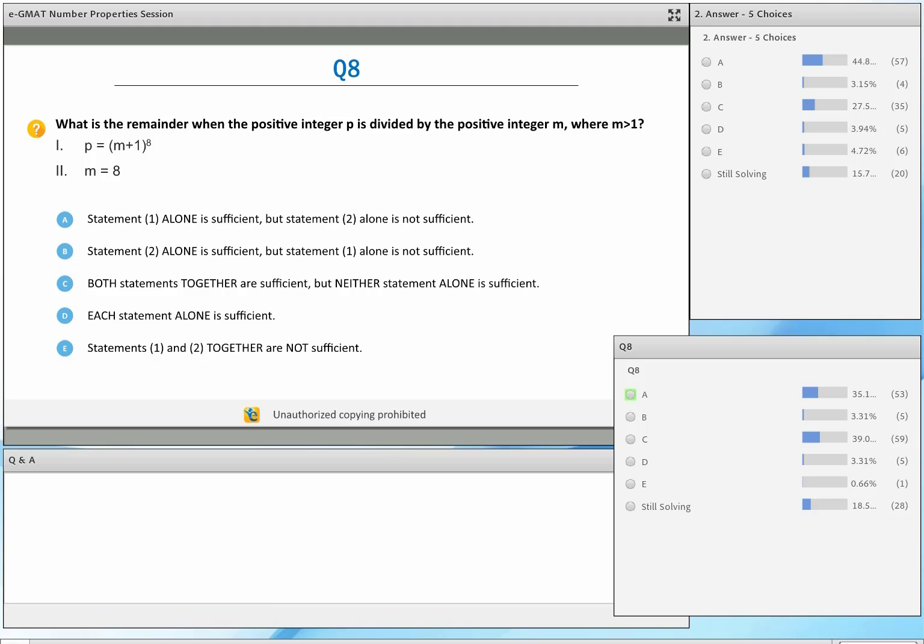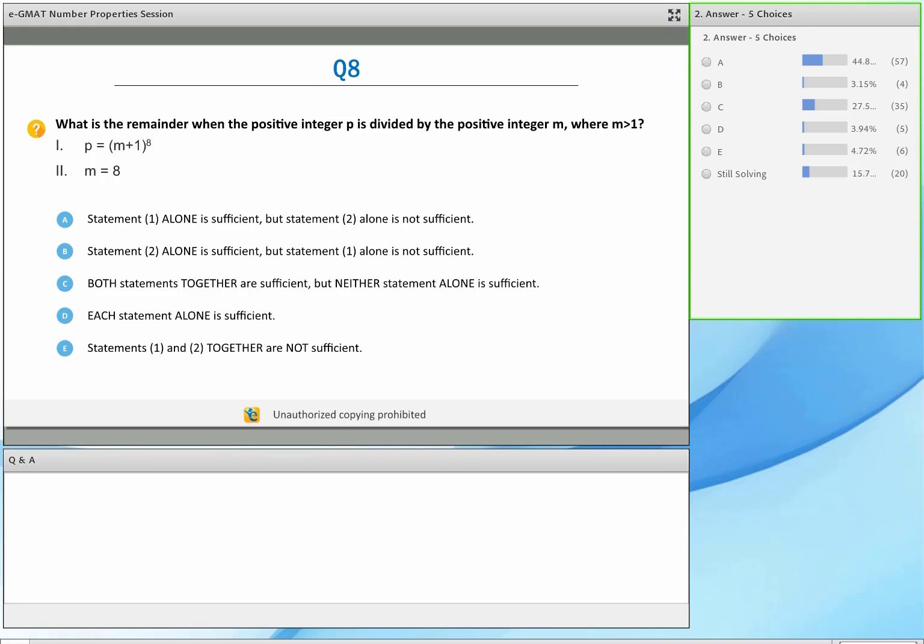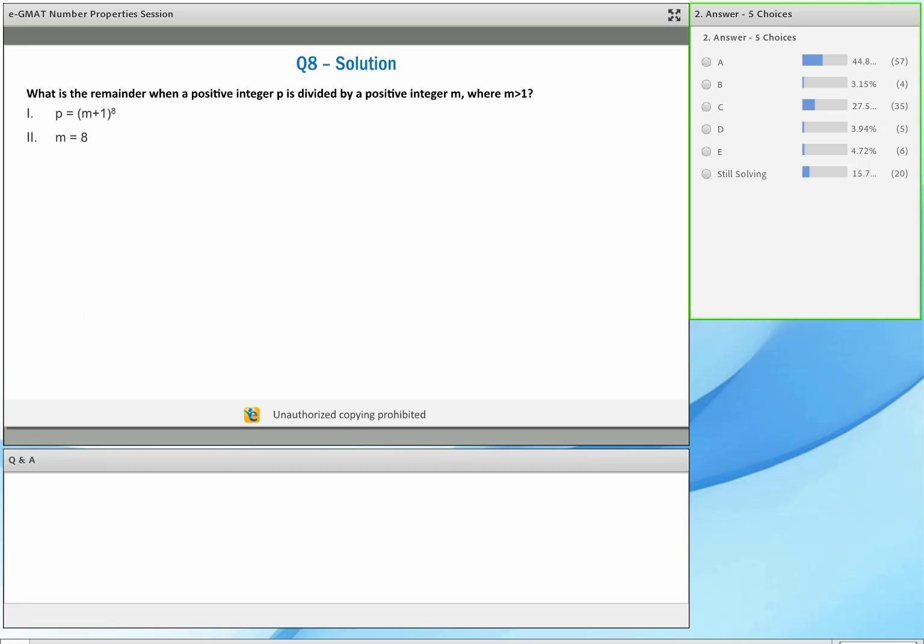Okay. So let's solve this one. First step. What is the remainder when a positive integer p is divided by a positive integer m? Now, the thing with data sufficiency questions is that you're working with unknowns here.